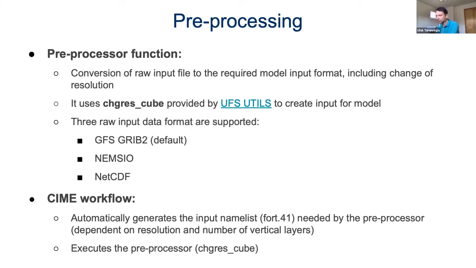So in the background, if you consider SIEME as a black box, SIEME creates that namelist file for you, so you don't need to manually interact with chgres to create that namelist file. It's automatically created for you when you create a case and submit the job, and then it executes the preprocessor. Then this preprocessor, using the namelist file and the raw input file, produces an initial condition for the model based on its resolution.